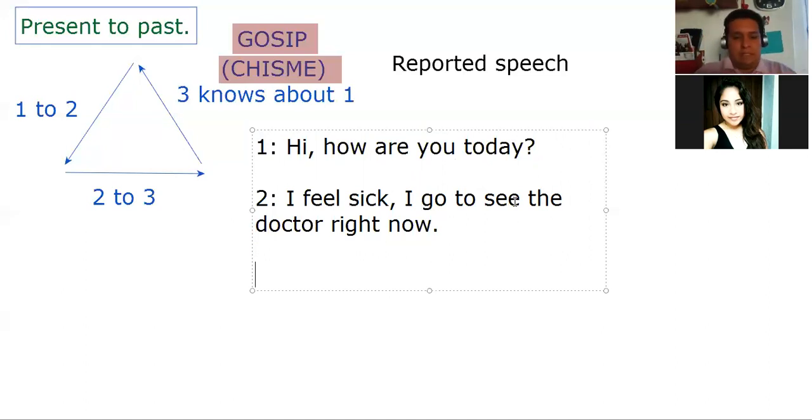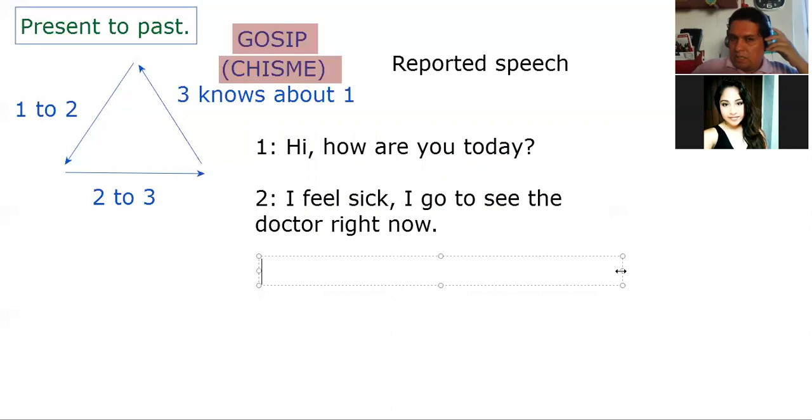He feels sick and so on. Now, after a little while, they just go away, and person one goes home or whatever, and person two goes to the doctor. Now, maybe on his way home, person number one finds another person, which is person number three.